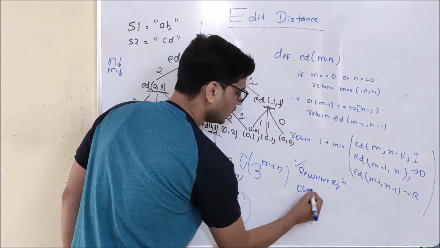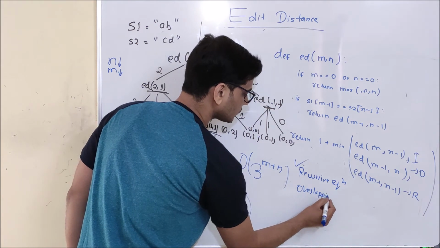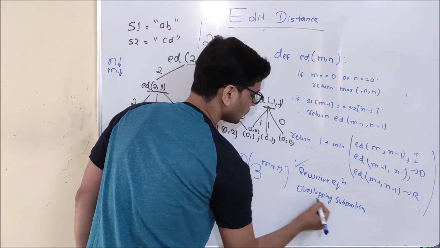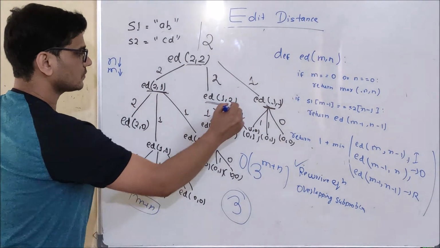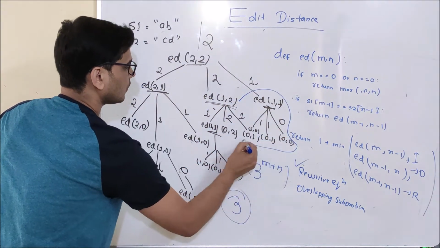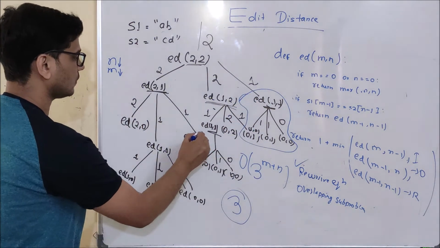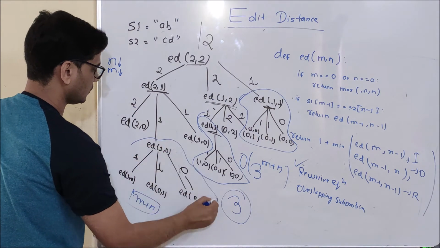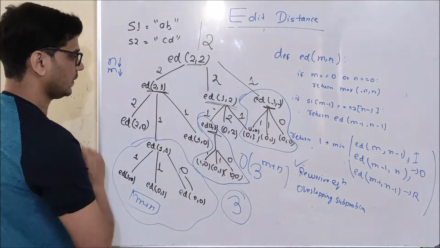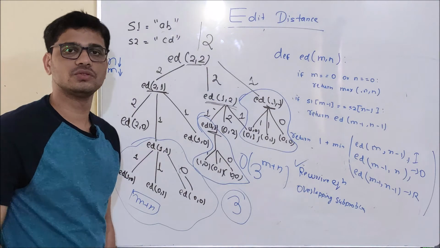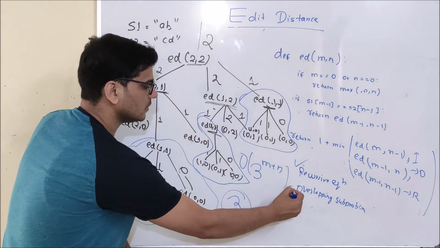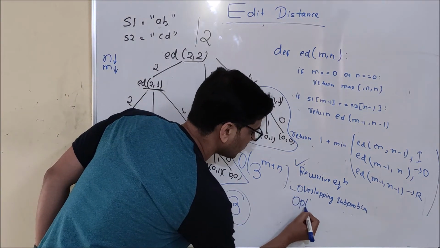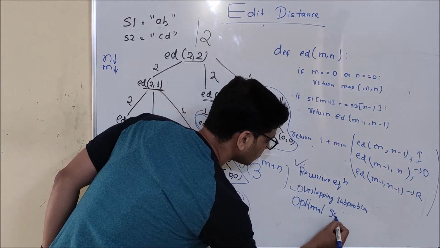Second thing is overlapping subproblems. See, what is this? It is an overlapping subproblem. So the second condition is also satisfied. Now let's see whether the optimal substructure property is satisfied here or not.